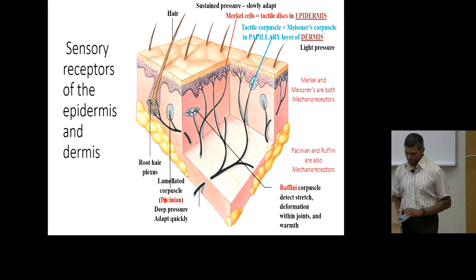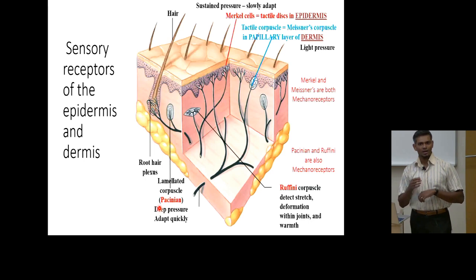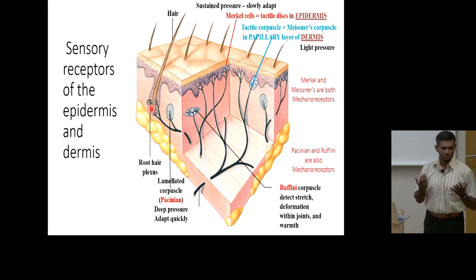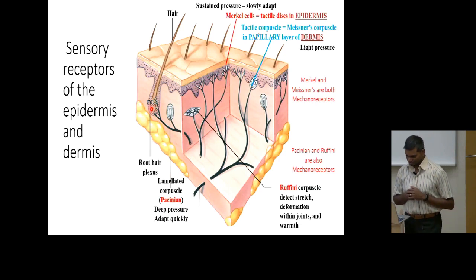And finally, notice that if a mosquito were to sit on your hand and distort the hair, you can feel it because of these root hair plexus, which are also nerve endings found at the base of the hair follicle, and that can also send a signal to the brain.